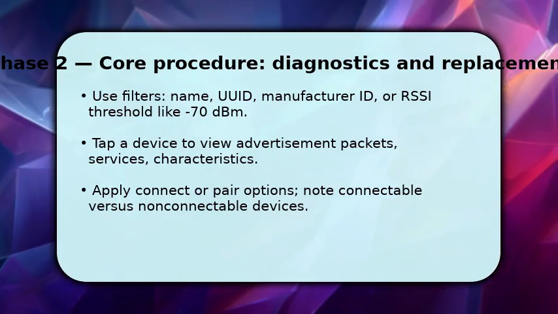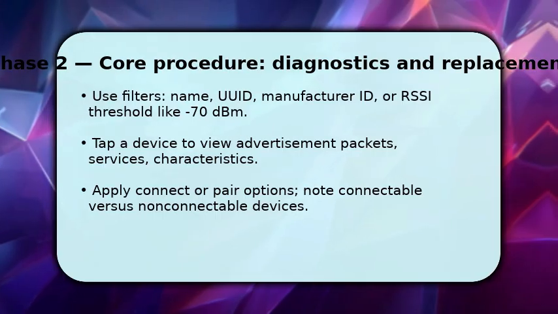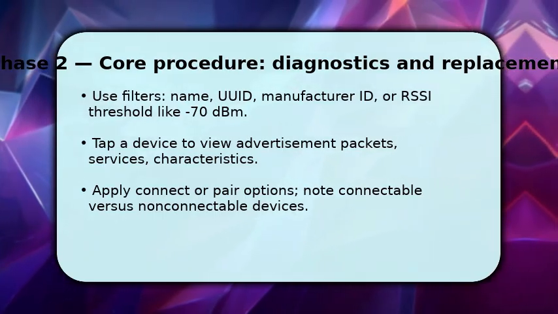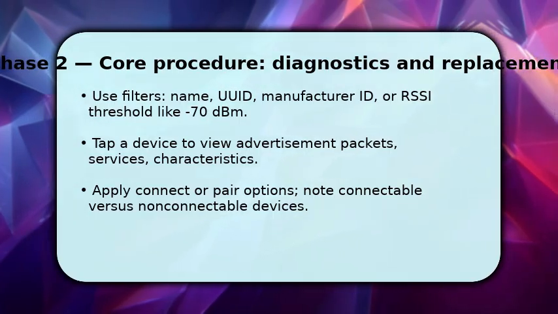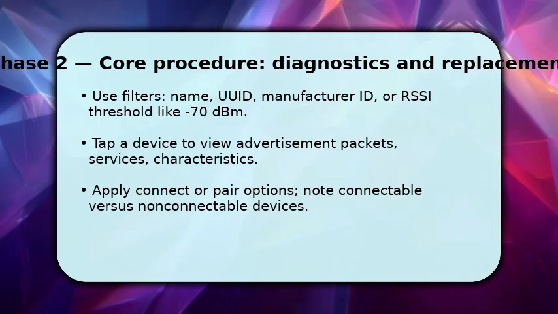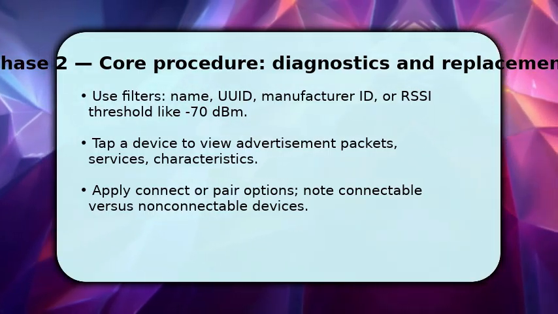You now refine results. Apply filters by name, UUID, or manufacturer ID to focus on targets, and set an RSSI threshold like -70 dBm to ignore weak signals. Once you tap a device, the app shows advertisement packets and listed services and characteristics. That's how you learn what it offers.